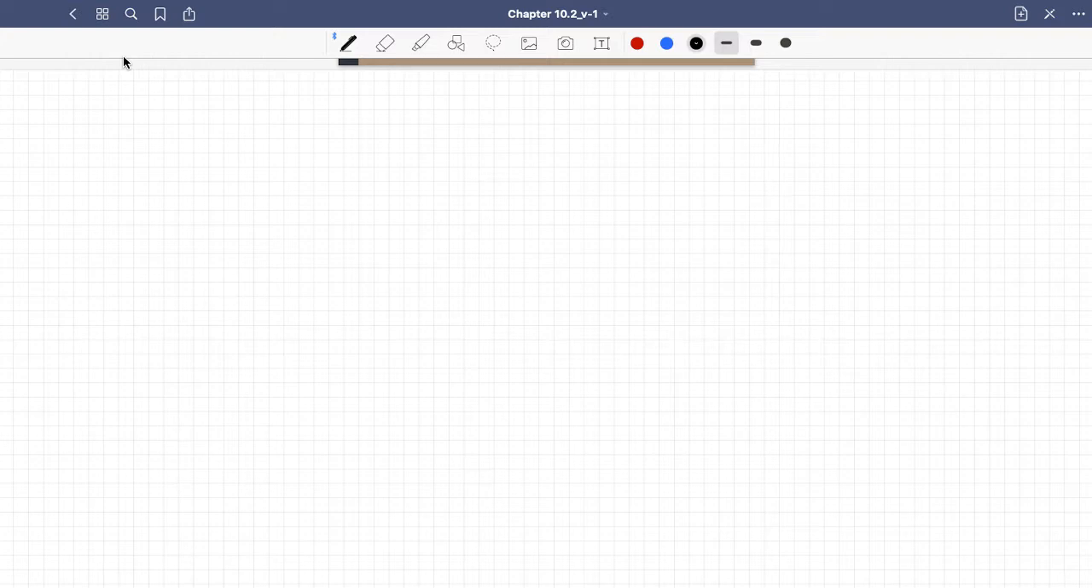This is section 10.3, Factorization of quadratic integers.